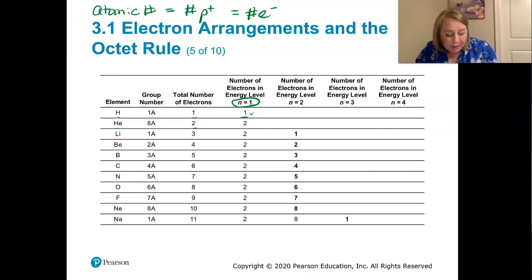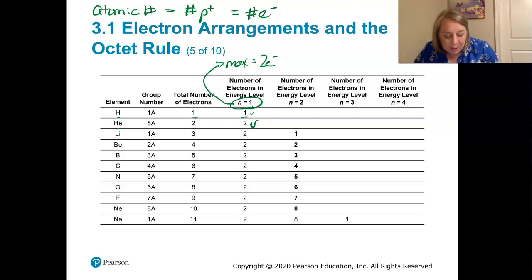Let's go on to helium. Helium, you've got to go across the periodic table to the other side at the top. Helium has 2 electrons. And remember, we said the maximum number of electrons in the first energy level is 2, right? So we can put another one in there. Well, helium, we put that one in there. Great. Now what happens when you get to lithium?